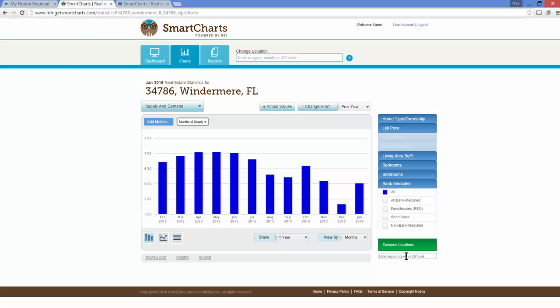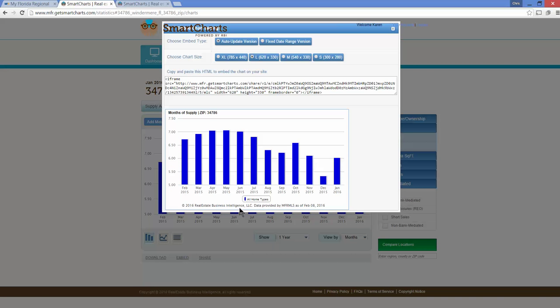Do I want to compare to a different region? Do I want to use the geo compare where I compare this zip code to a different zip code? So these are all of the tools for my charts. I can download this chart. I can click embed. And just like I can do with my gauges, I can actually take this code, put this onto my website, and have it either auto update or just do a fixed chart on my site.